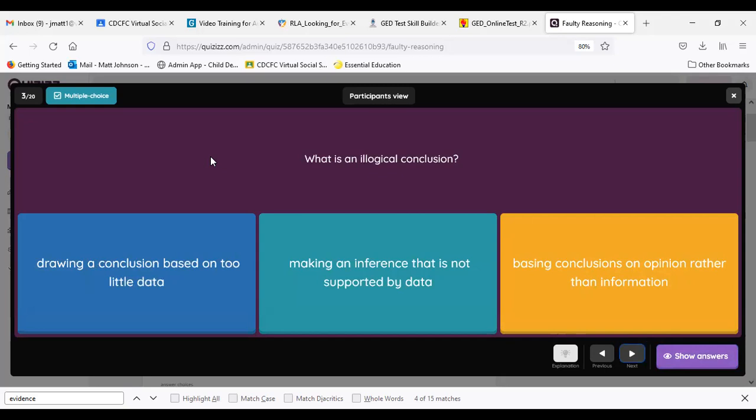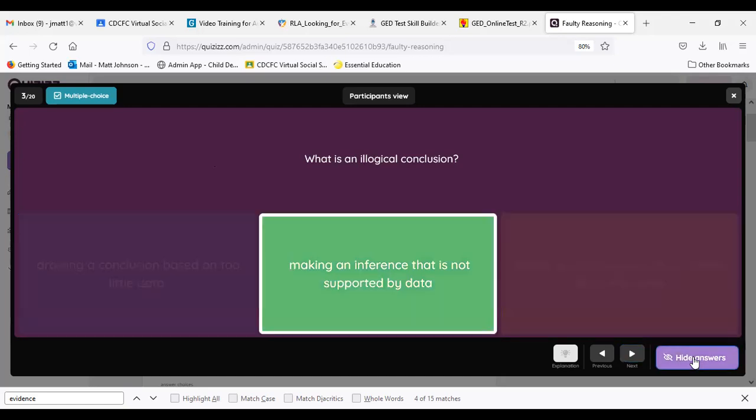All right, Sasha Gay, what do we do here? Based in conclusion on opinions rather than information. So you're going with the third one? Yeah. That's close, but it's making an inference that is not supported by the data. That's where you lack reasoning or logic, drawing a conclusion about something that the data does not necessarily show.